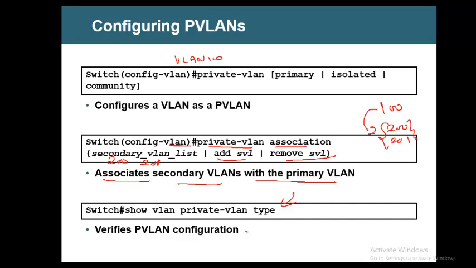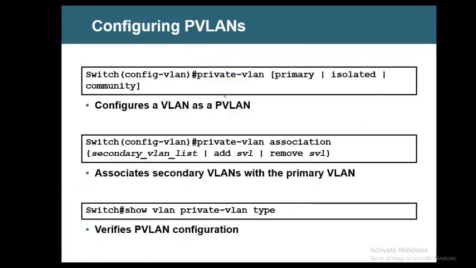So when we start the configuration, let's say VLAN 100 is the primary, so we say VLAN 100 and then private VLAN primary. Then the next one is VLAN 200, private VLAN isolated. And then VLAN 201, private VLAN community. Those three steps you need to do.